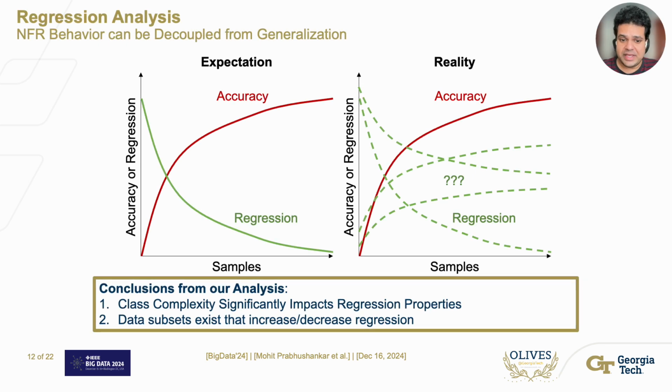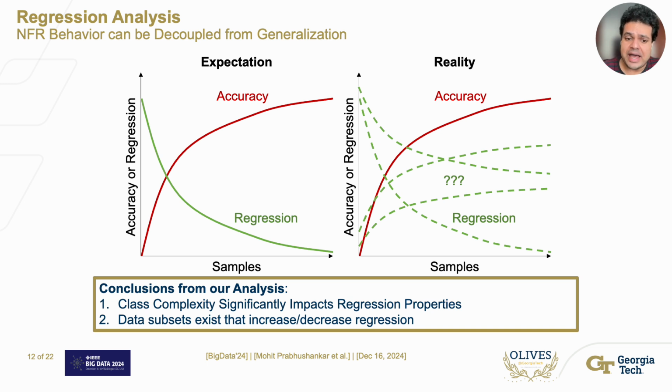The most important of these surprising behaviors is that NFR behavior is decoupled from generalization. Our expectation when we started looking at this framework is that as accuracy increases, our negative flip rate should decrease, which implies that as a neural network or machine learning model learns more knowledge, it should start applying all this knowledge to existing data points. So it should remember everything it has learned and keep on classifying new data points correctly as well.